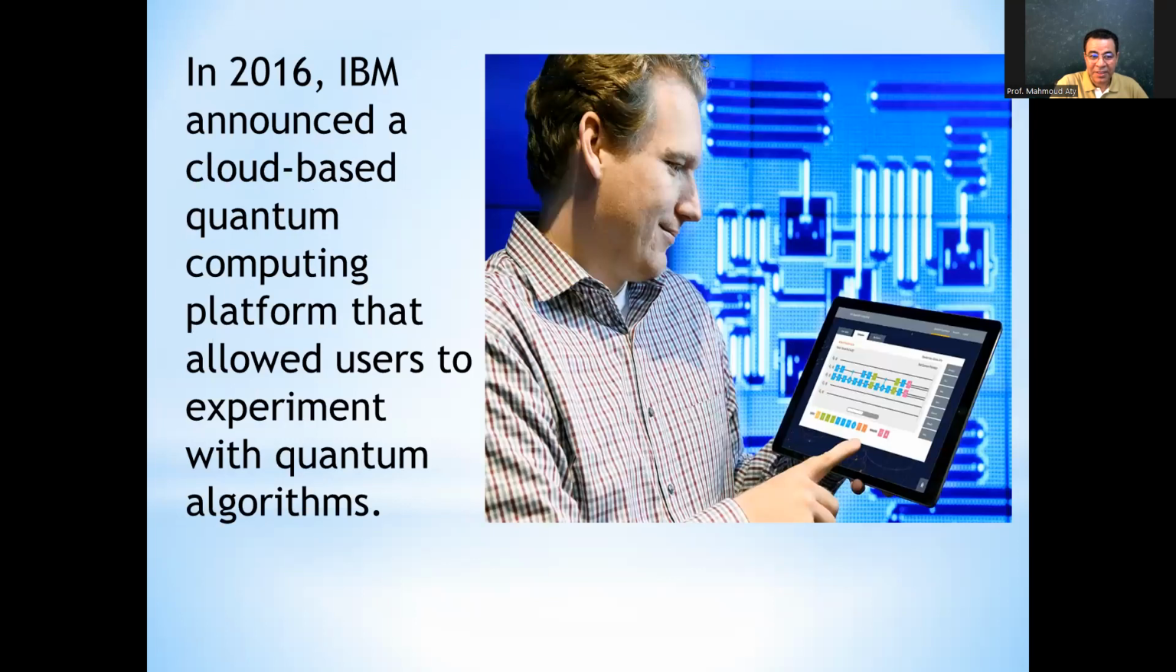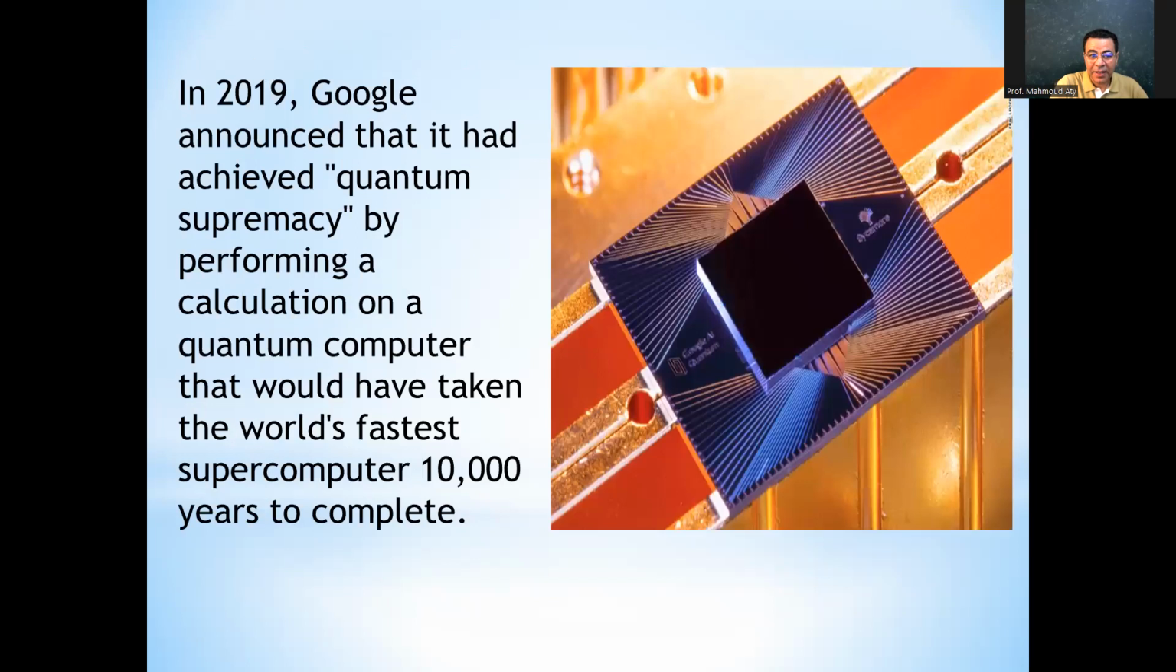In 2016, we have the announcement of a cloud-based quantum computing platform that allowed users to experiment with quantum algorithms. In 2019, Google announced that it had achieved quantum supremacy by performing a calculation on a quantum computer that would have taken the world's fastest supercomputer 10,000 years to complete. Supremacy is some amazing development that has been achieved by Google.